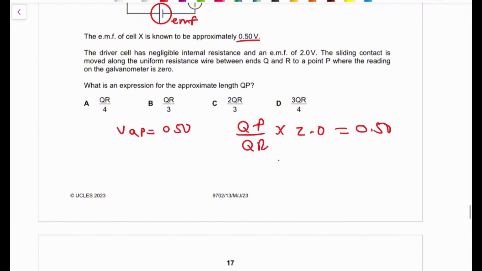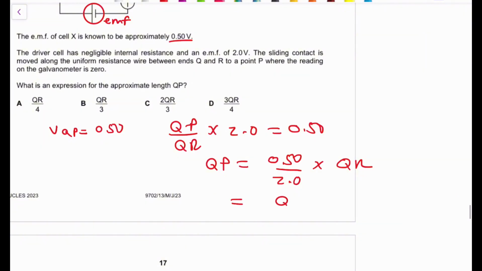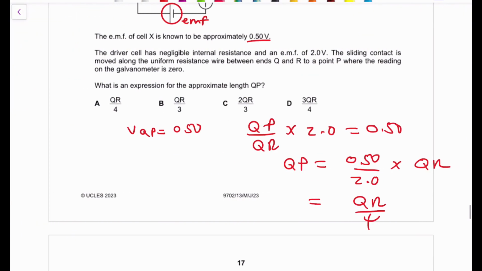So it means that QP will be equivalent to 0.50 divided by 2.0 multiplied by QR. And this will be equivalent to QR divided by 4. And the answer is A.